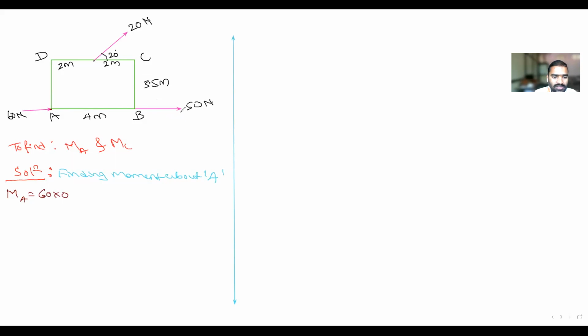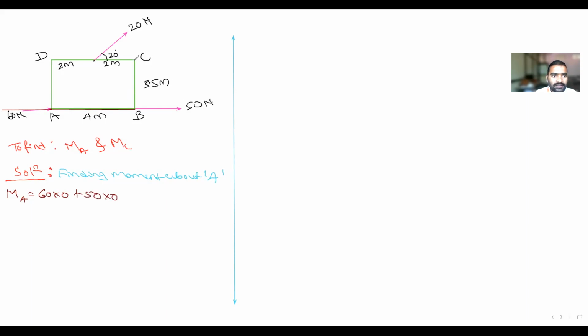Next, I will come to the point B. This 50 Newton force is horizontal, and the line of action of this force is horizontal. It is like this, correct? So it is also passing through the point A, correct? Whether it is producing or not producing? Not producing. So 50 into, it is 0.